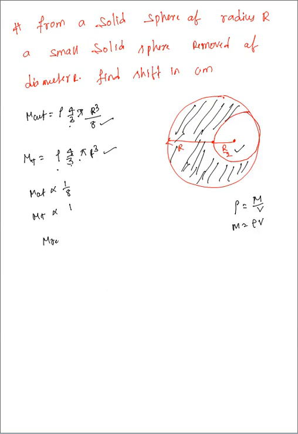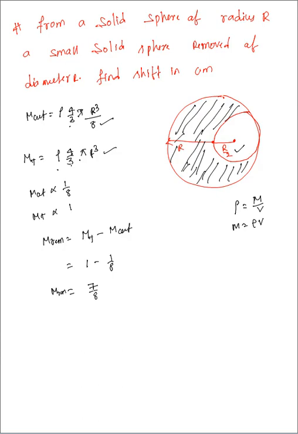Now m remaining can be written as m total minus m cut. That's nothing but 1 minus 1 by 8. 1 minus 1 by 8 can be written as 8 minus 1, which is 7 by 8. We got m remaining.